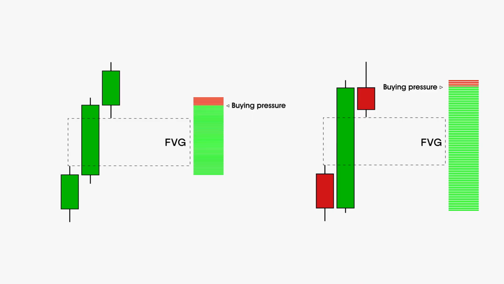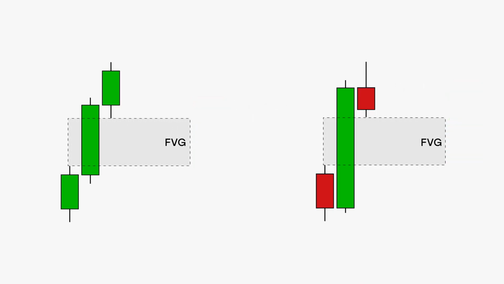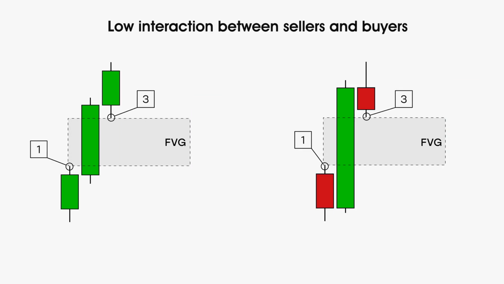In practice, this means that buyers suddenly became active and sellers couldn't react in time. As a result, the price spiked, leaving a gap between the wicks of the first and third candles. This zone on the chart shows that either no trades were conducted or their volume was insignificant.